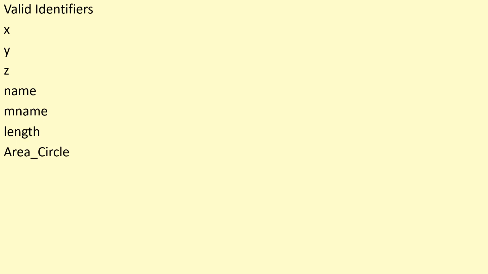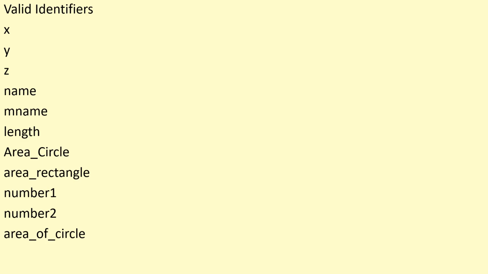Area underscore circle, with A capital and C capital. It is a valid one because it is just a combination of characters and a special symbol underscore. Area underscore rectangle. It is also a valid one. number1. It is also valid because it is a combination of characters and number, but it is not starting with a number. number2. It is also a valid one. area underscore of underscore circle. It is also a valid one because it is just a combination of characters and underscore sign.